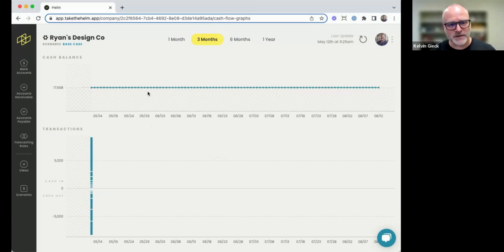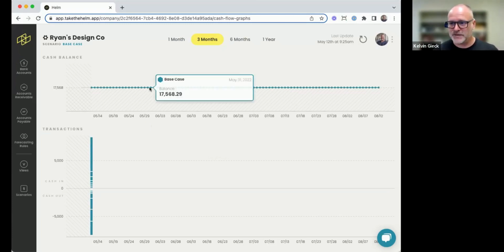So this top line graph is simply your bank balance over time, moving into the future. As we change and we do forecasts and we create assumptions, you're going to see this move up and down and do a bunch of zigzags. But this is where your bank account will be on any given day from now and into the future.